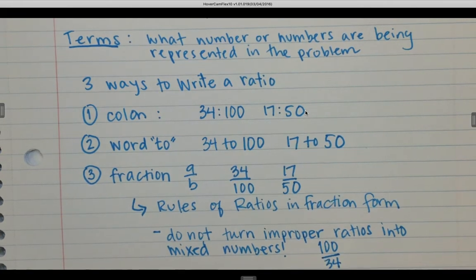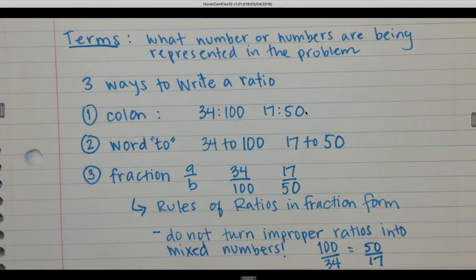You do, however, have to simplify. And so ratios can be simplified. They just cannot be turned into improper fractions. I would say that this would then be 50 to 17. And that's the simplest form. I'm reducing it. So I can reduce or simplify ratios, but I do not need to turn them into improper. It's not the same.